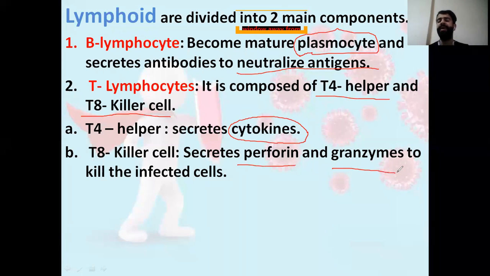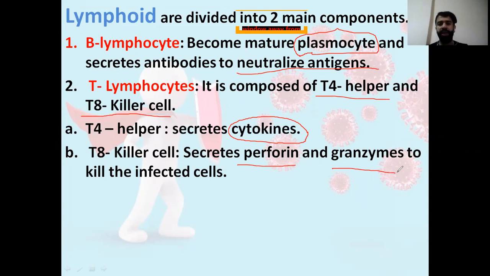So I repeat, B lymphocytes, we said that they become mature plasmocytes and they secrete antibodies. These antibodies have a role in neutralizing the antigens and killing the non-self antigens. And T lymphocytes are composed of both T4 helper and T8 killer. T4 helper cells have an important role in the secretion of cytokines. We're going to talk about cytokines in detail in the coming sessions.